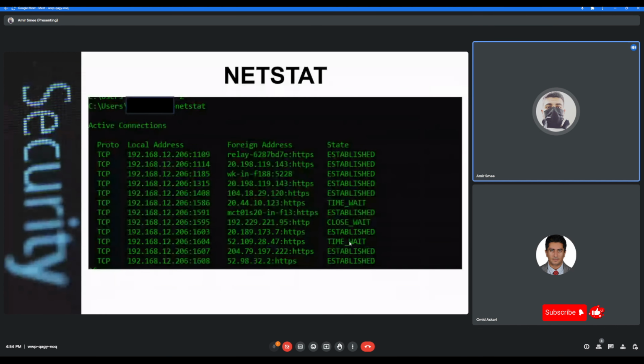NetStat. It's a command line tool that displays active TCP connections, ports on which the computer is listening, Ethernet statistics, the IP routing table, and something else. Just write netstat in the command prompt.